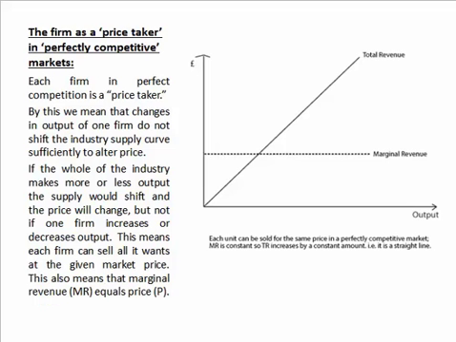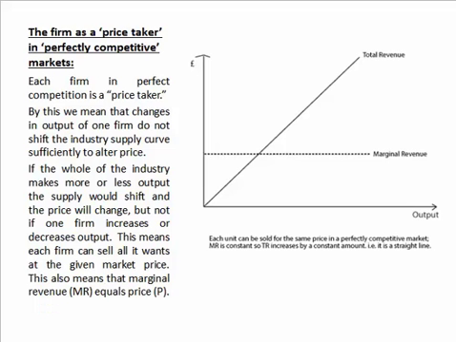The firm is a price taker in a perfectly competitive market. Each firm in perfect competition is a price taker. By this we mean that changes in output of one firm do not shift the industry supply curve sufficiently to alter the price. If the whole of the industry makes more or less output, the supply would shift and the price will change, but not if one firm increases or decreases output.